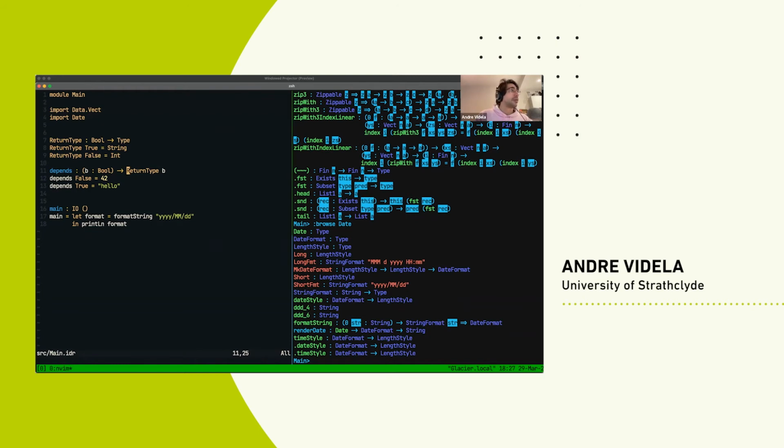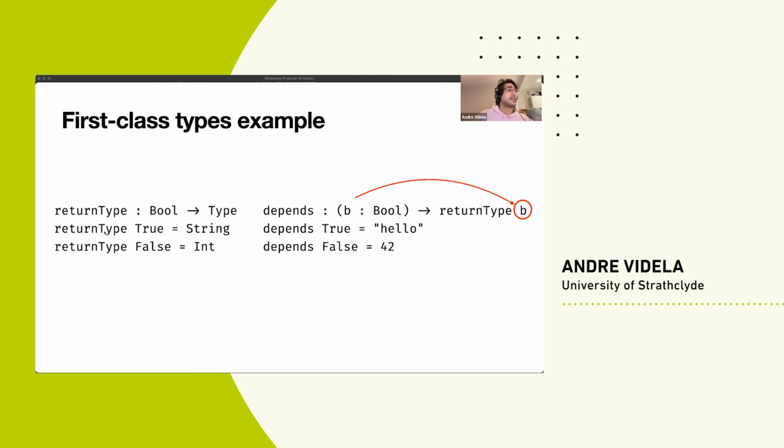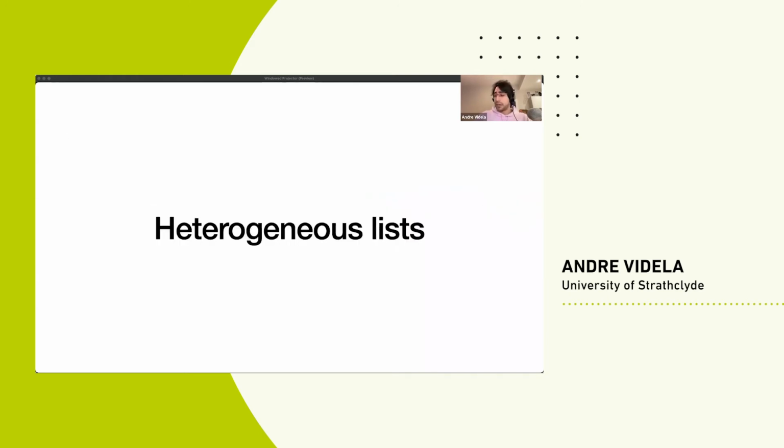Let me go quickly to the slides. So another thing we can do with dependent types is we can make use of the additional flexibility in order to implement things that were previously impossible to implement in a typed programming language such as Java or even Haskell, well, old style Haskell.